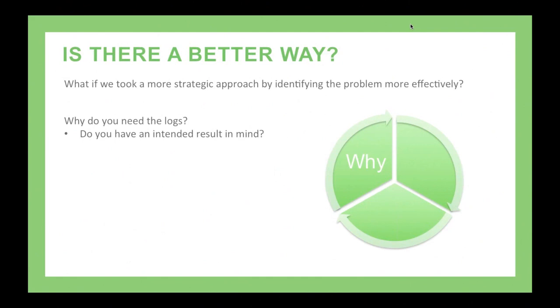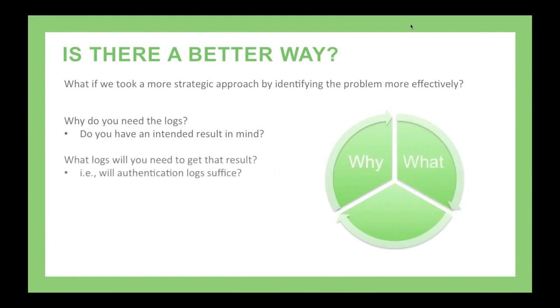So let's start with answering that why question first. Why do we need this data? What do we intend to achieve by collecting it? And then from answering that question, if we understand what the intended result is, then we can ask the next question of, okay, well, what specific data from that particular data source do we need in order to achieve that desired end result?